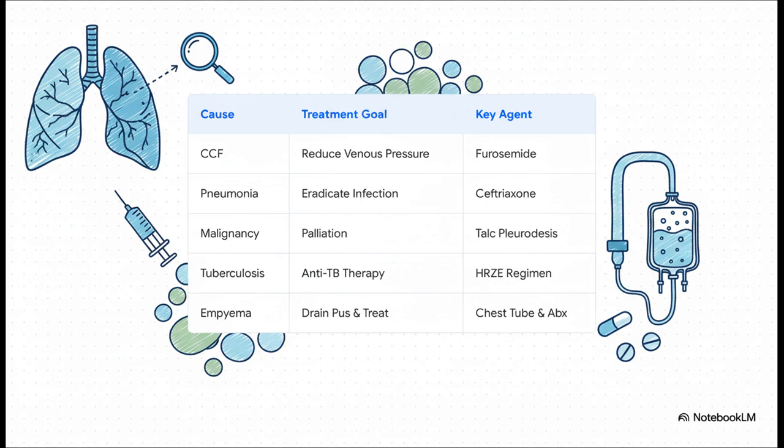For a transudate from heart failure, you use diuretics like furosemide to get fluid off the entire body. For an exudate from pneumonia, you treat the infection with antibiotics. And for an empyema, that's pus, antibiotics alone aren't enough. You have to physically drain that pus with a chest tube.